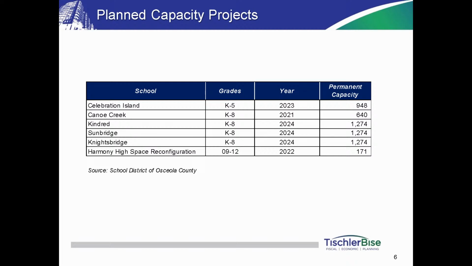So this next slide looks at planned capacity projects. It also gives the grade level; you can see there are several K through 8, there's a K through 5, and then there's a high school reconfiguration. It also has the projected year that they would be open, and then the number of permanent capacity student seats that these would add.